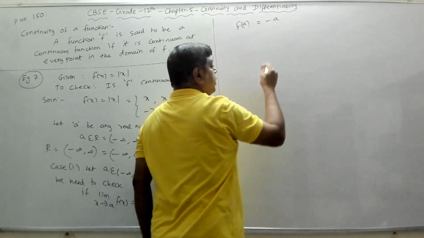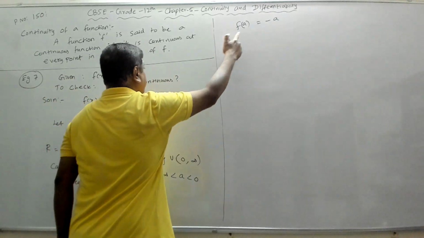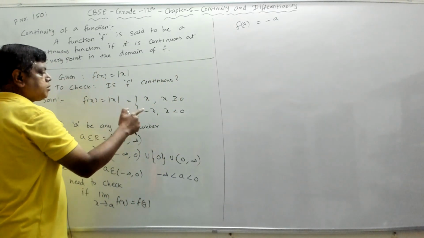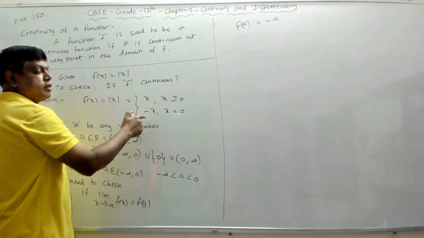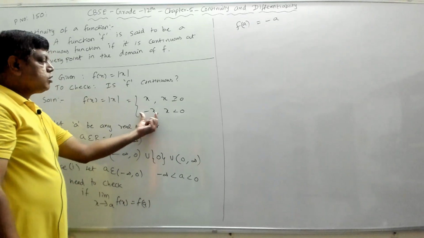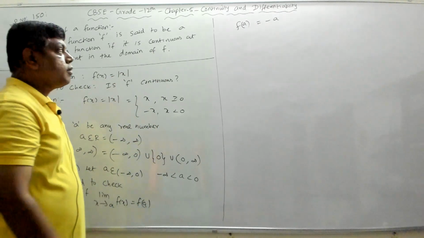What is the value of f of a? F of a will be minus a, because your a is negative. When your x is negative, your f of x is minus x, so your f of a will be minus a. For all the negative numbers, we will use this function, and a is a negative number, because a belongs to this interval.